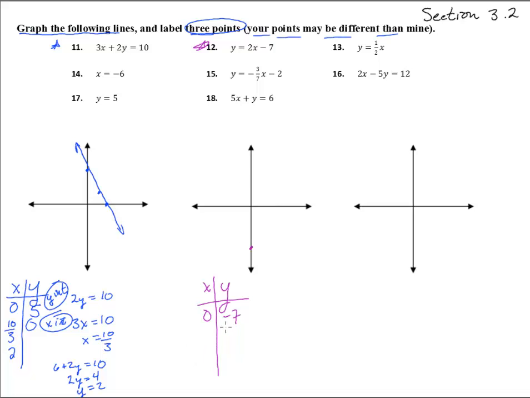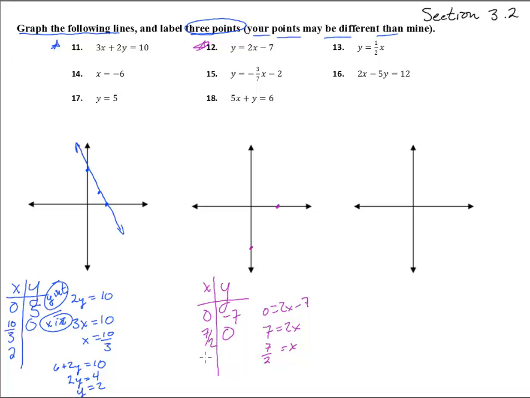That's good. We could stick in a 0 for y. That's not going to be quite as nice, but we could do it. Stick in a 0 right here. We get 0 equals 2x minus 7. Add 7. And divide by 2, and we get x equals 7 halves. So about right there, 3.5 over. So our line's going to go like that, but let's get one more point just to make sure.